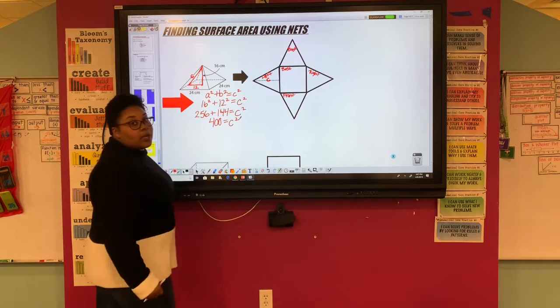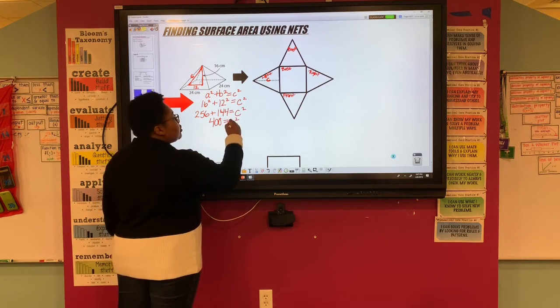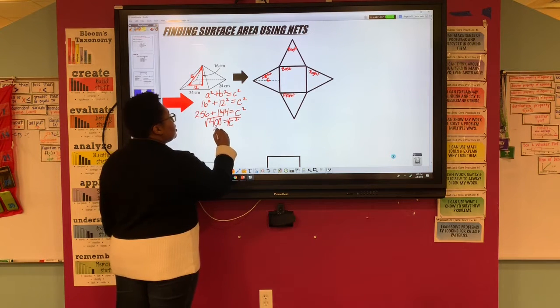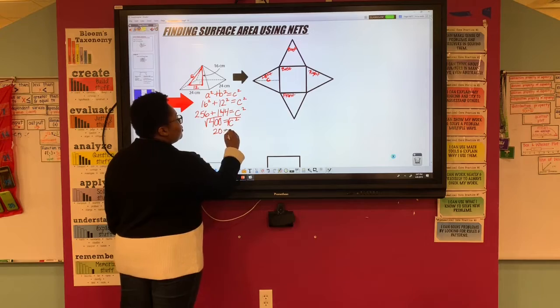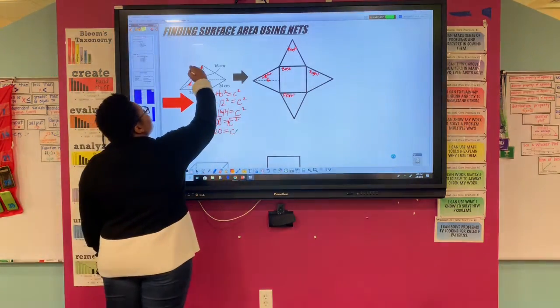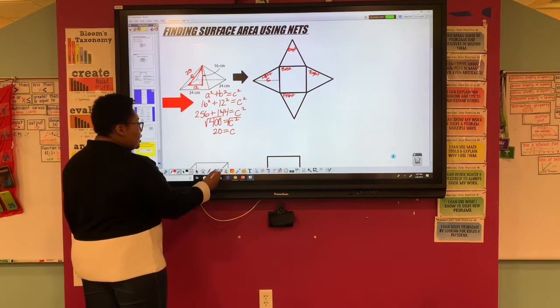which equals C squared. Remember the opposite operation of squared is finding the square root. The square root of 400 is 20. So we found that our slant height here is 20. Our C is 20. So now I can go ahead and erase that on my net.